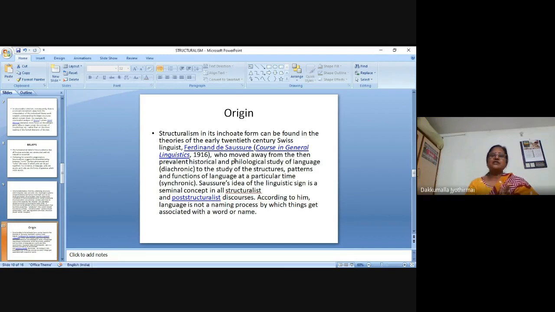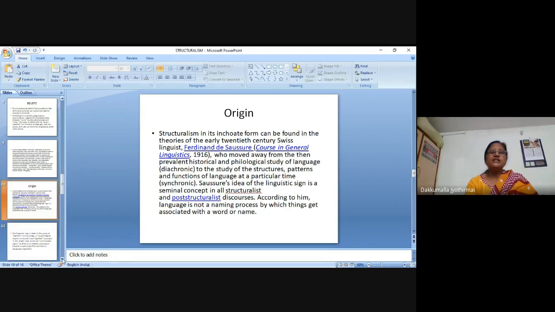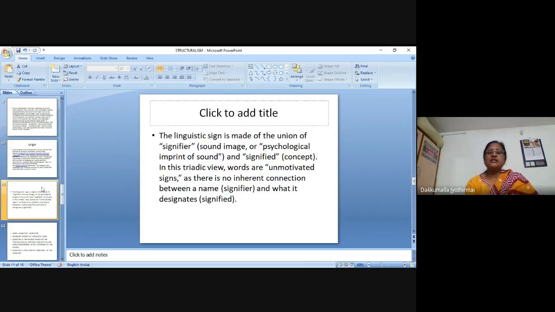So, Saussure is considered the key figure behind the development of the structuralist ideas that are there in structuralism as a theory as well as in post-structuralism. So, according to him, language is not a naming process by which things get associated with a word or name. Simply, we understand language just as a naming process. But Saussure says that it is not like that.